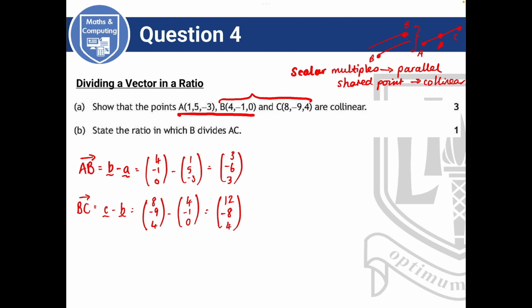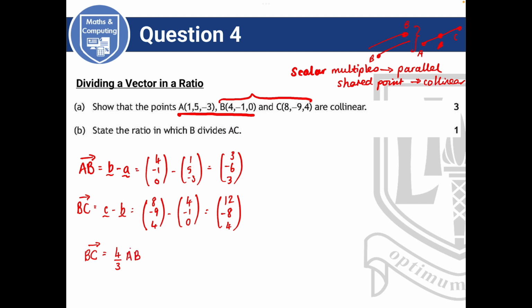Okay, so now I need to say how these are related to each other. Well, what you might be able to notice is that vector BC is equal to, if I were to take vector AB, divide it by 3 and then times it by 4, so it's equal to 4/3 of vector AB.